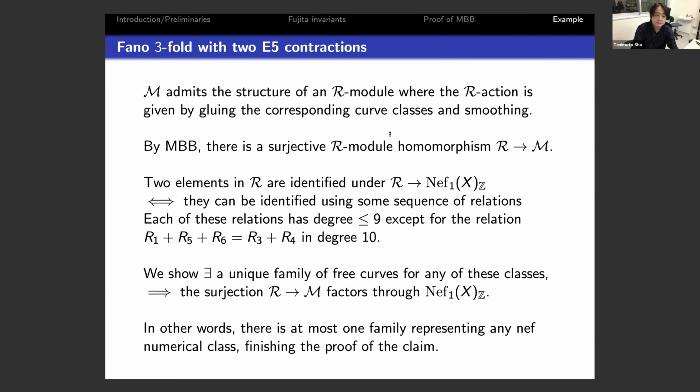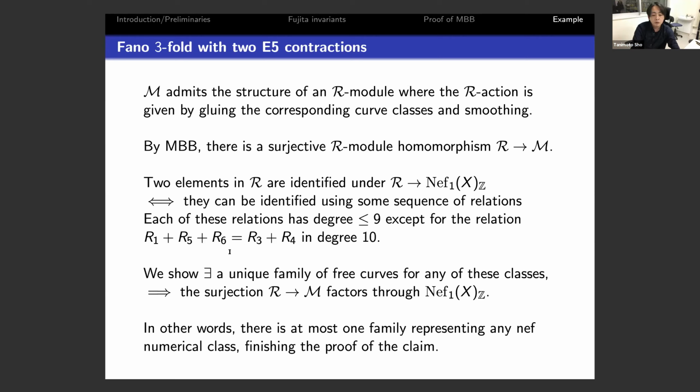And then this means that M admits an action of this R monoid. So the set M admits the structure of an R module, where the R action is given by gluing corresponding curve classes and smoothing. And then by movable bend and break, there's a surjective R module homomorphism from this to this. And moreover, two elements in R are identified by this numerical morphism if and only if they can be identified using some sequence of the relations we described before.